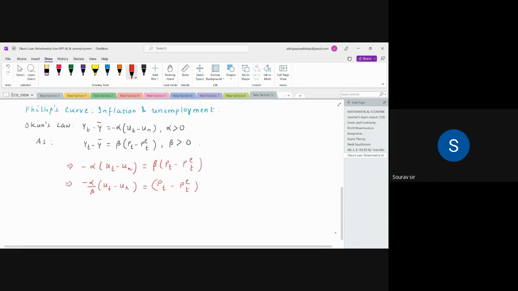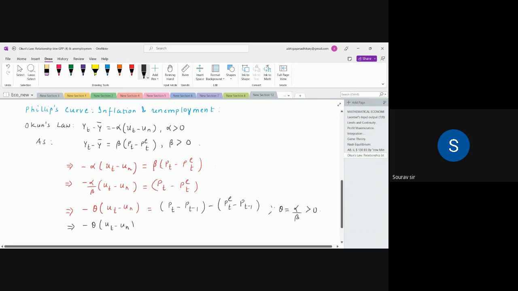Okay? Let us denote this by theta. So ut minus un. Now observe this one. Can I do a small manipulation here? Subtract the price in the previous period in this format. Making sense? What did I do? Add, subtract. And over here, your theta equals alpha by beta, which is positive. This basically becomes minus theta ut minus un.